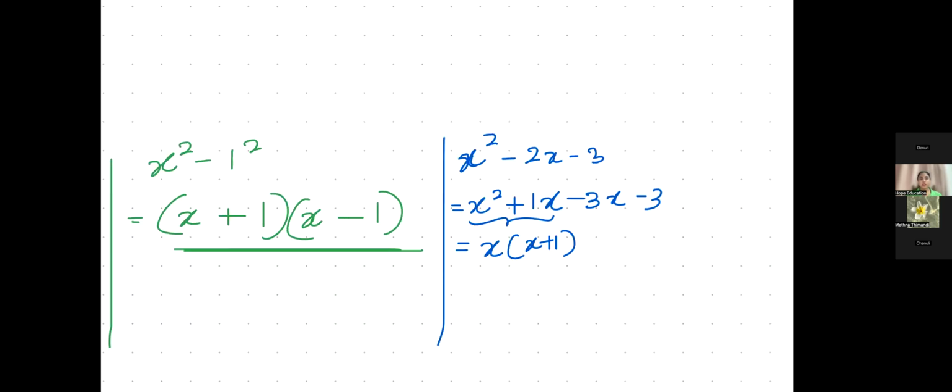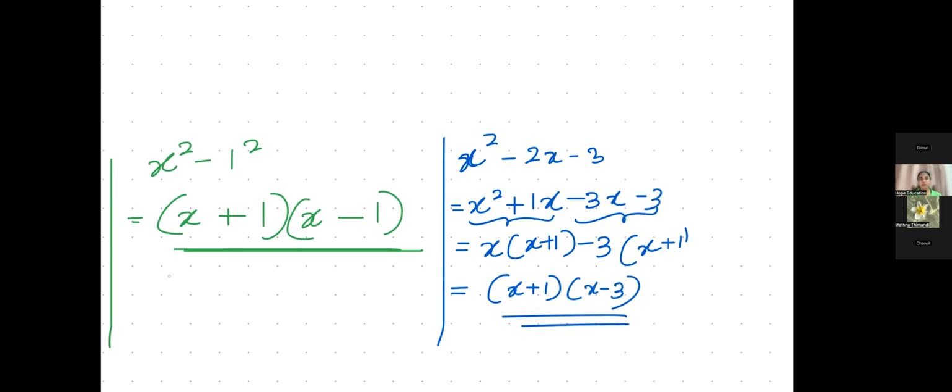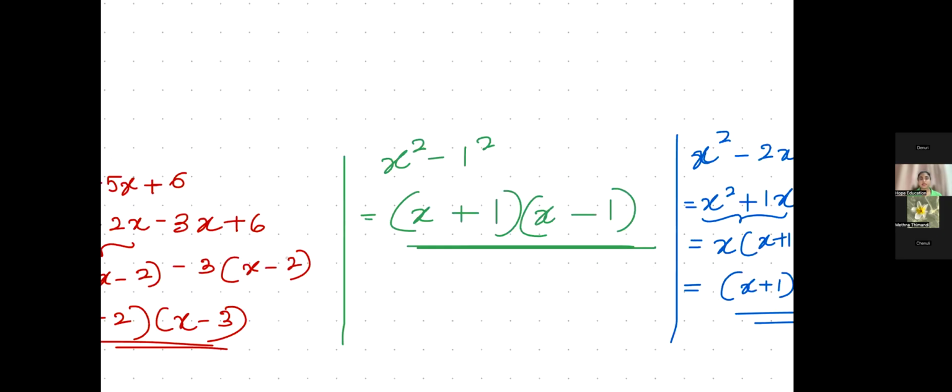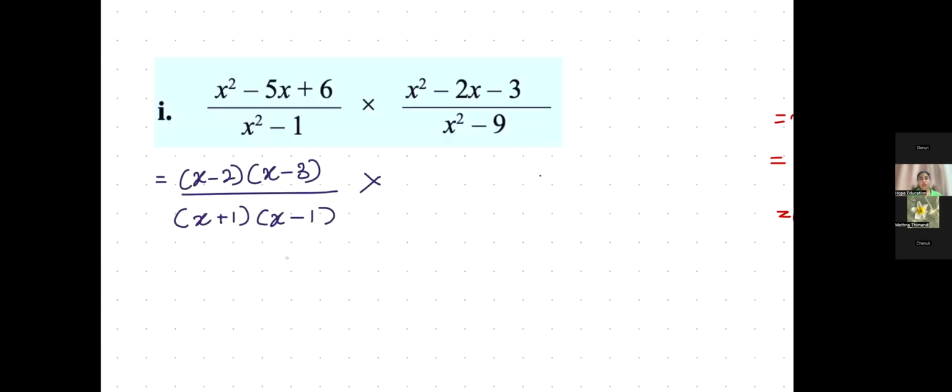Okay. So here, by the method of common factors, from minus 3 I take minus 3 out. I have x plus 1. Then we have x plus 1, x minus 3. So I will put that here: x plus 1, x minus 3.